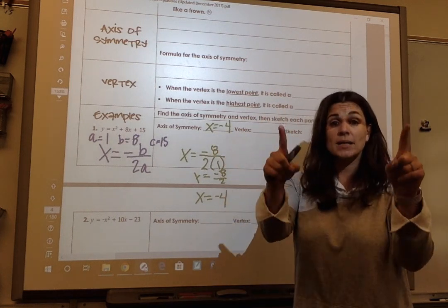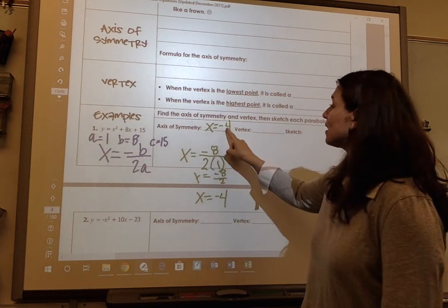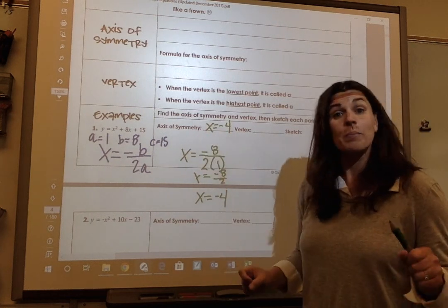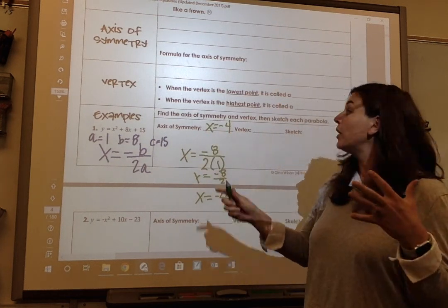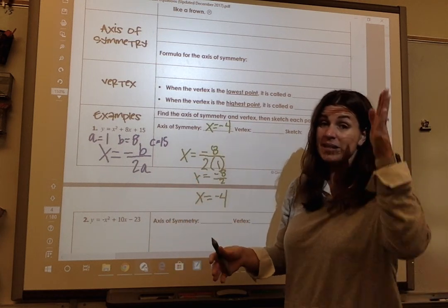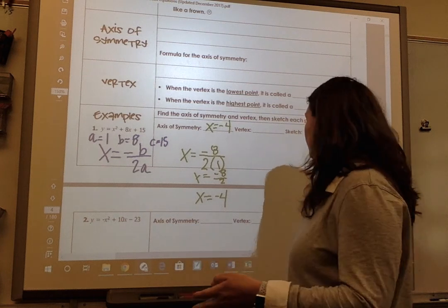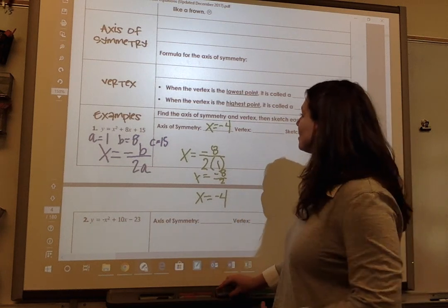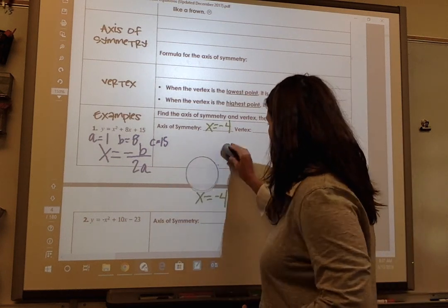You must put x equals negative 4 as an axis of symmetry because it's a line. If you put axis of symmetry as negative 4, you don't get any credit there because it is a line. You have to know that it is a line. So my axis of symmetry is x equals negative 4.